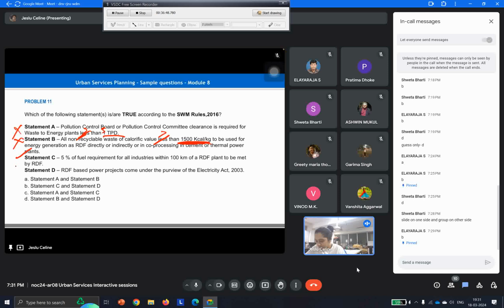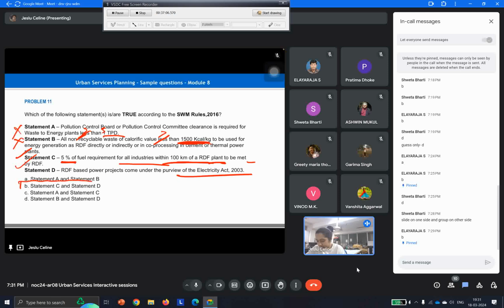And this one, 5% of the fuel of all industries within 100 kilometers is to be provided by the RDF facility. So that is a correct statement. And D, RDF based power plants come under the purview of Electricity Act 2003. That is also a correct statement.